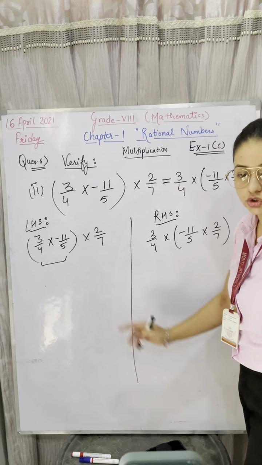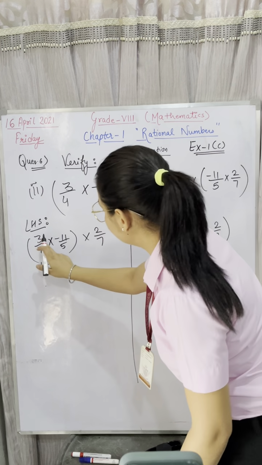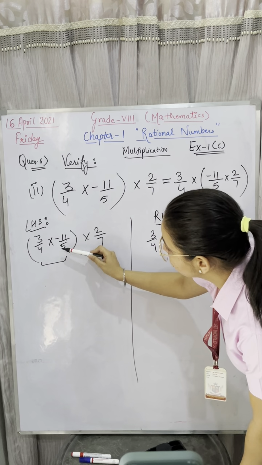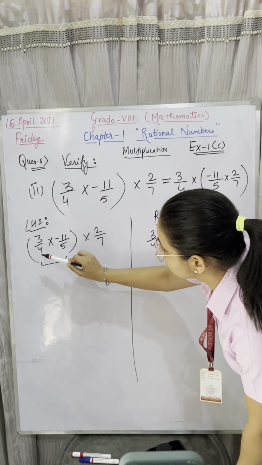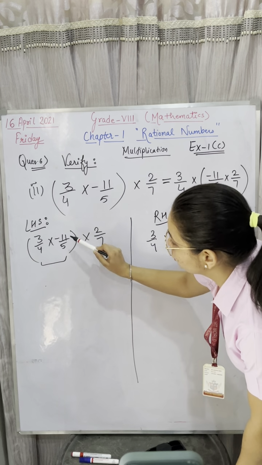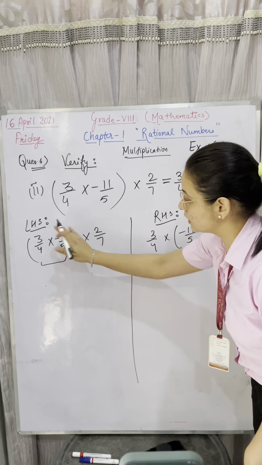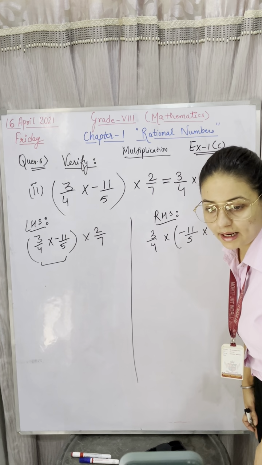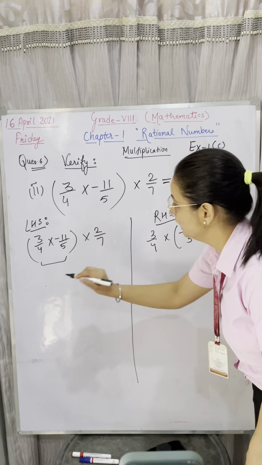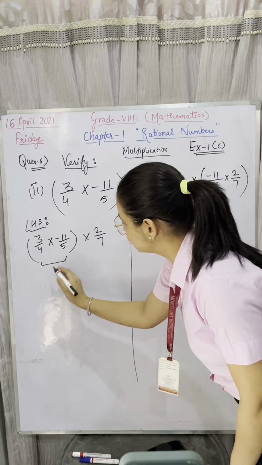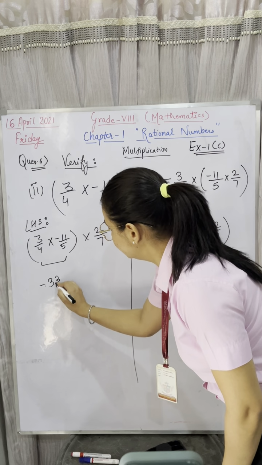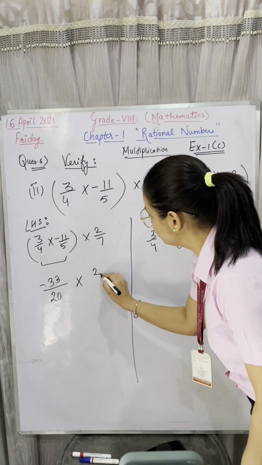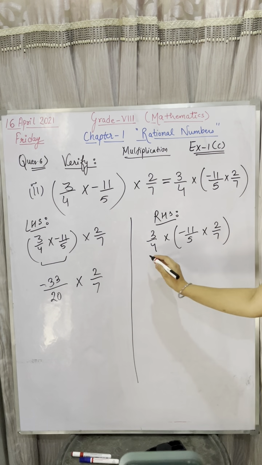We'll solve the bracket. For 3 by 4, can we cancel anything from a numerator to a denominator, or this denominator to this numerator? No, we can't cancel. So 3 multiplied by 11, 11 3s are minus 33, divided by 4 5s are 20, multiplied by 2 upon 7. Now coming here.